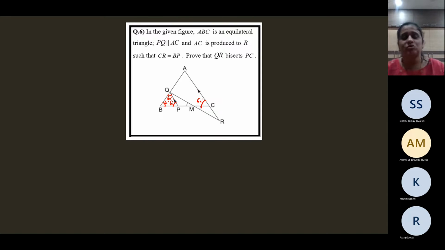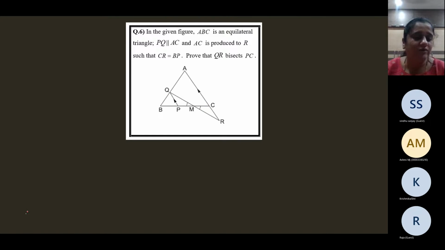Yes, ma'am. So what special name can you give to triangle QPB? Equilateral triangle, ma'am. It's an equilateral triangle. That means all the sides are equal.